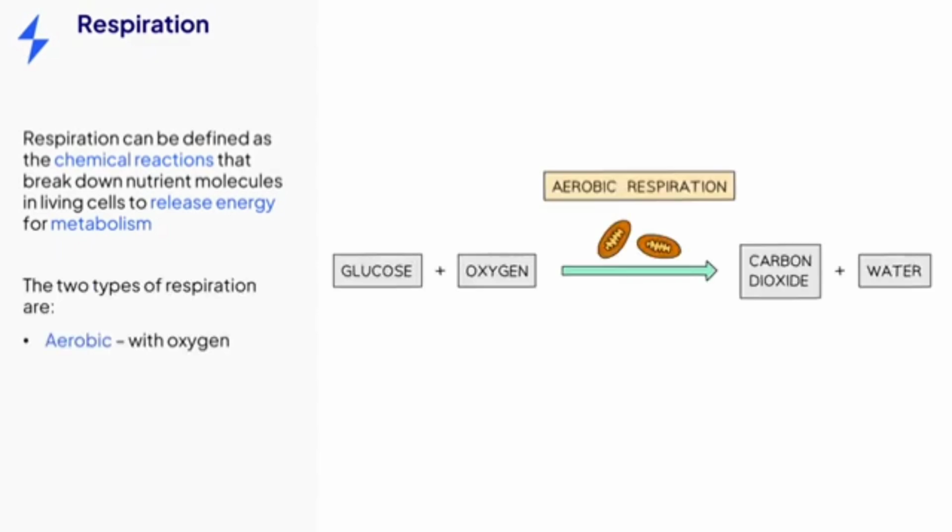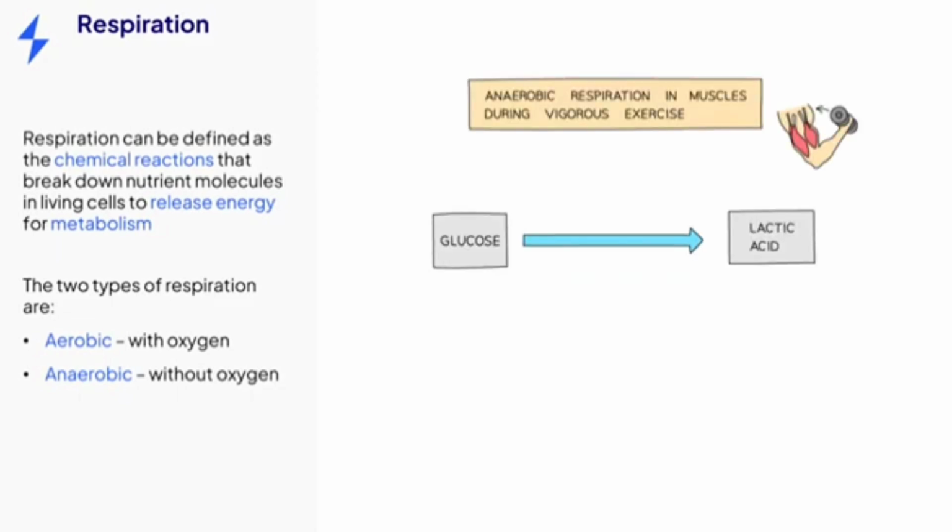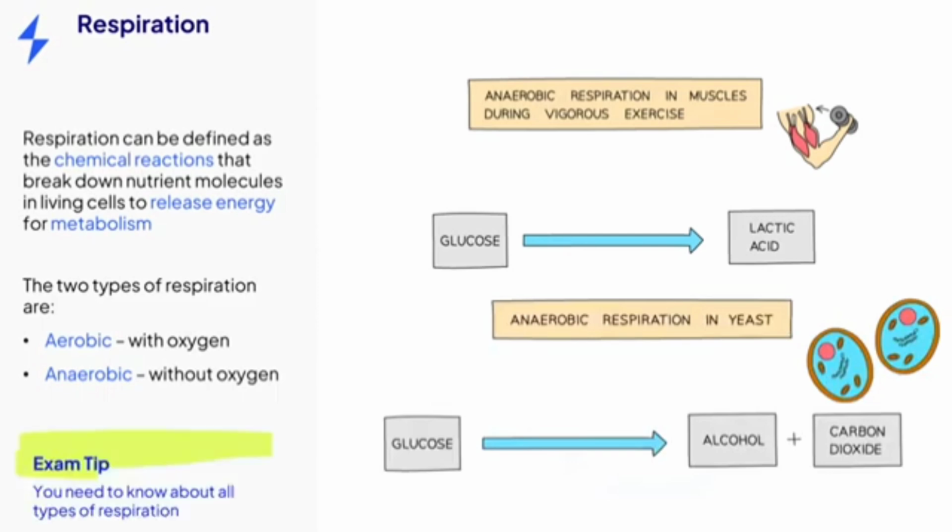Next we have respiration. This is defined as the chemical reactions that break down nutrient molecules in living cells to release energy for metabolism. There are 2 types of respiration: aerobic respiration, which takes place in the presence of oxygen, and anaerobic respiration, which does not require oxygen. And there are 2 types of anaerobic respiration. One takes place in animals and the other in yeast and plant cells. You do need to know about all these types of respiration as part of your course.